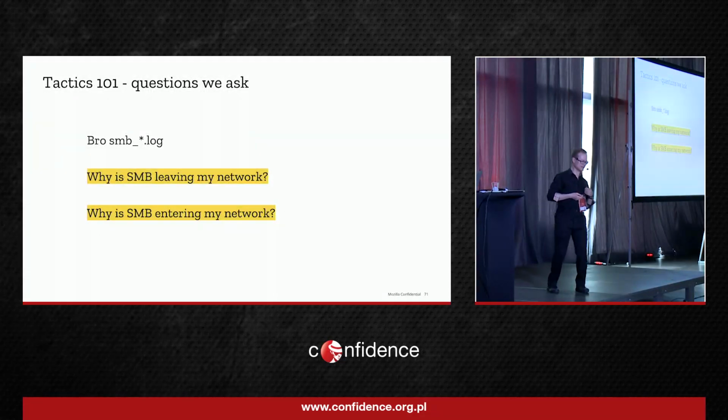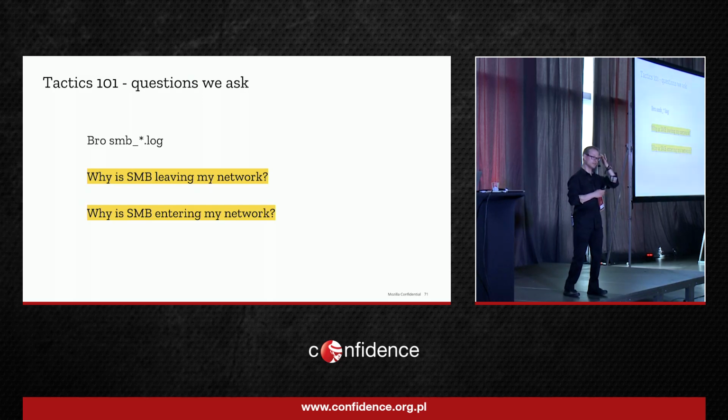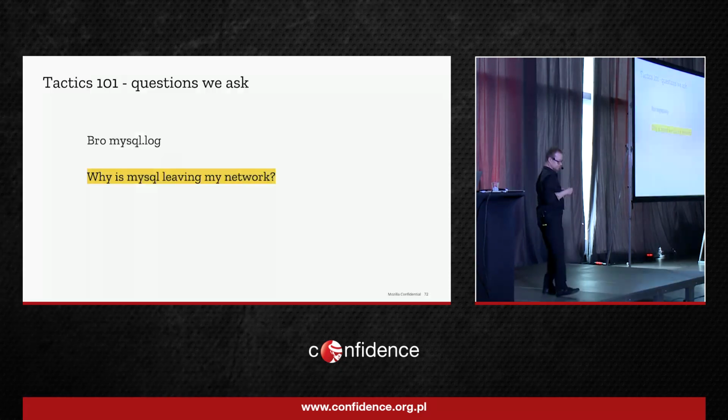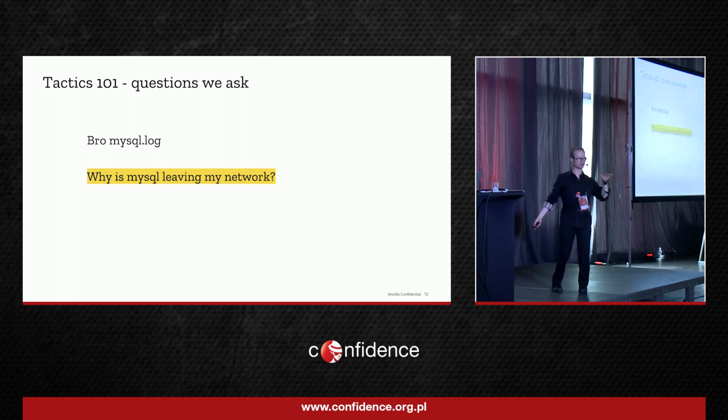Some other questions we ask: why is this SMB protocol leaving my network? Or, when you remember the recent attacks and the ransomware, why is the SMB protocol entering my network? I don't want any SMB crossing my network. Same thing about MySQL. I don't want MySQL to cross my network boundary unencrypted. Bro is, by the way, a very efficient MySQL replicator. You just sniff the MySQL network traffic, and you can create a network copy of a database, like the entire database.